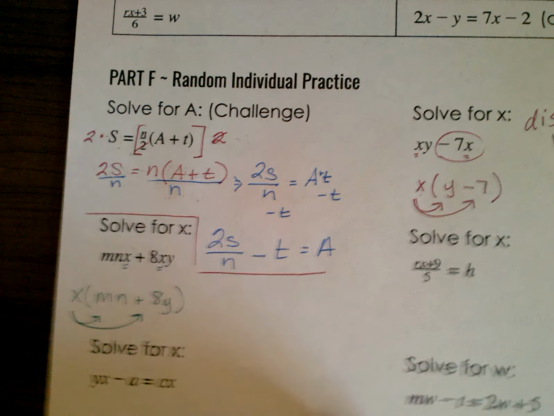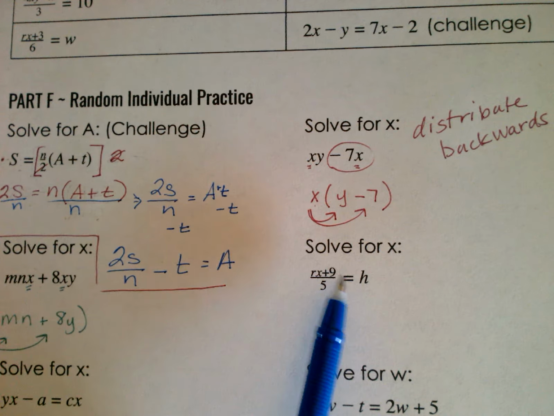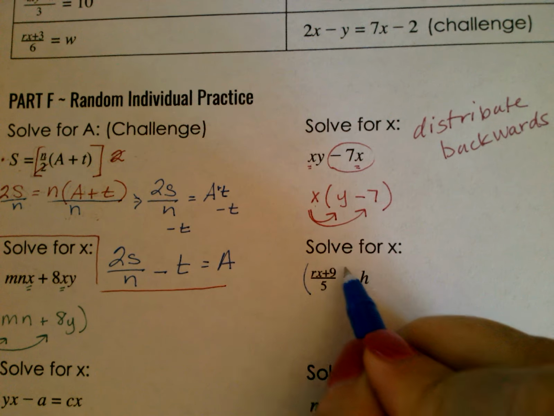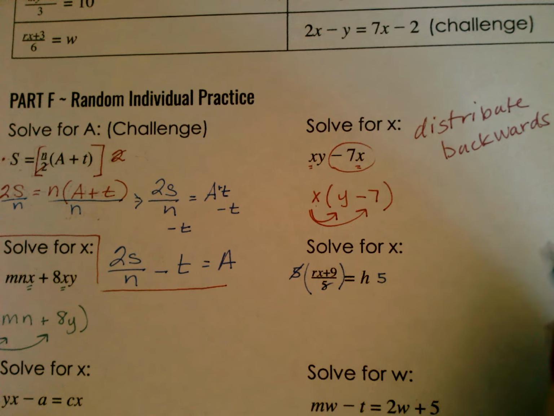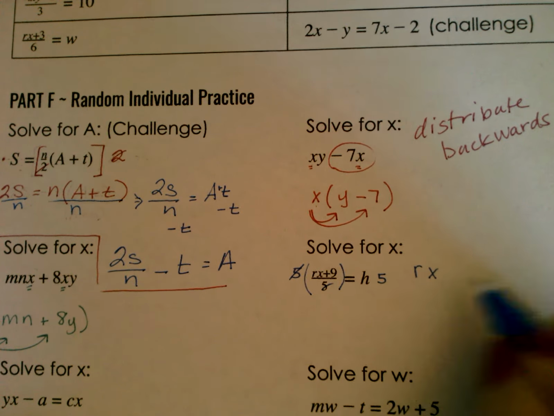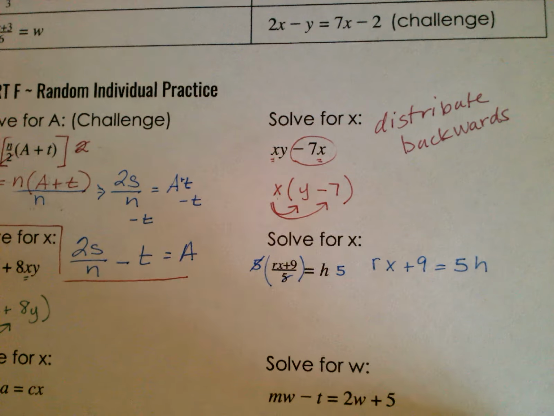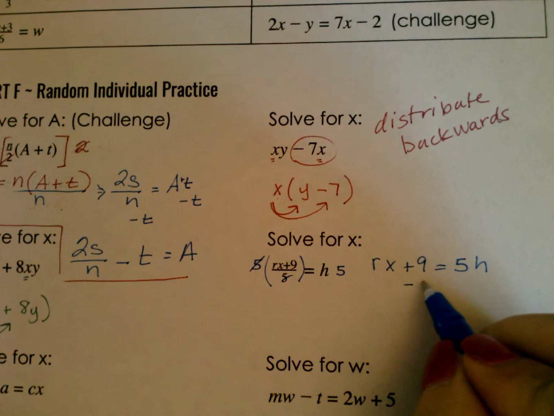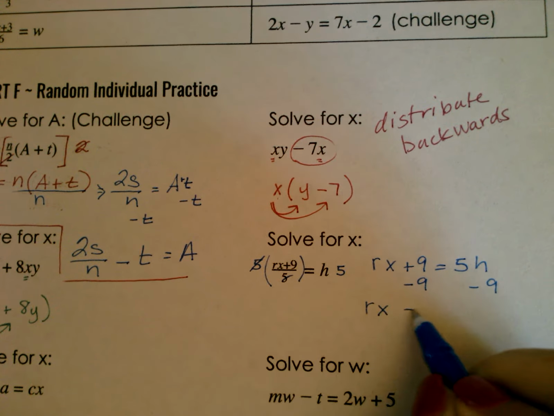All right, solve for x. Just like we did in the very first problem, to get rid of the fraction, I will multiply both sides by 5. I then will have rx plus 9 equals 5h. Remember, the number goes in front of the variable. This reminds me of a two-step equation, so I will subtract 9 from both sides.